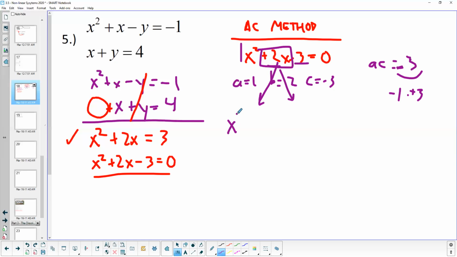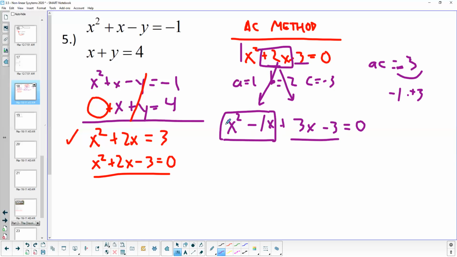And so using the AC method says to split this middle term. So we leave our x squared out front. We leave our negative 3 out back. We still set it equal to 0. And now the 2x splits into a negative 1x and a positive 3x. And so that's the first step of the AC method. Second step is you look at each of the 4 terms and you pair them together. And so looking at these two guys, we want to identify any common factors that you can divide out.